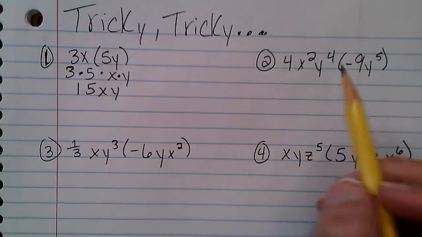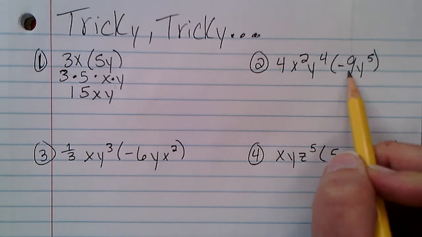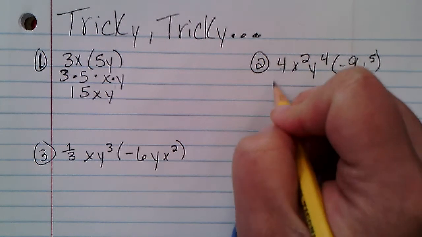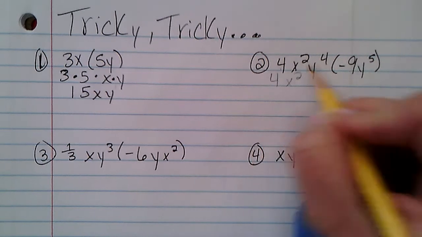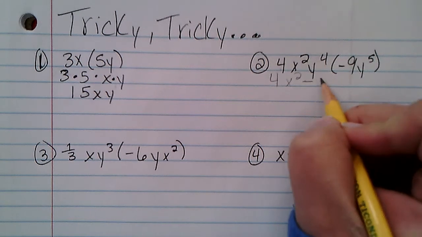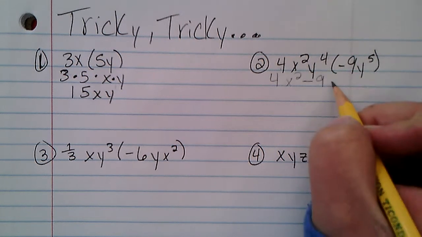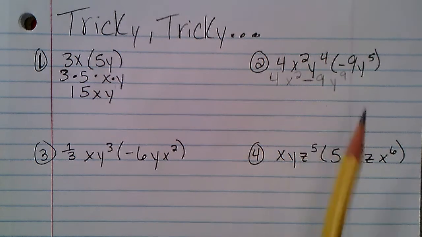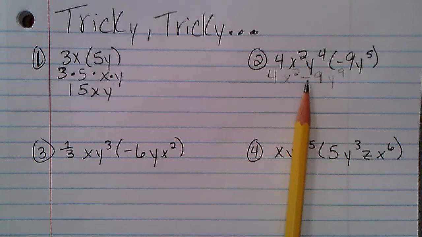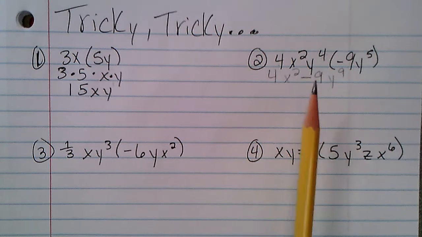Okay, kind of the same thing for number 2. Because the 4 has an x behind it, the negative 9 has a y behind it. So here is a common answer. People will say 4x squared, because there's just the x squared. And then they'll put negative 9 y to the, and they'll put the y's together, y to the 4th and y to the 5th, making y to the 9th. But the problem with this one is that now the negative becomes subtraction when it's written like that. We can't do that, because then that makes this a binomial instead of a monomial.